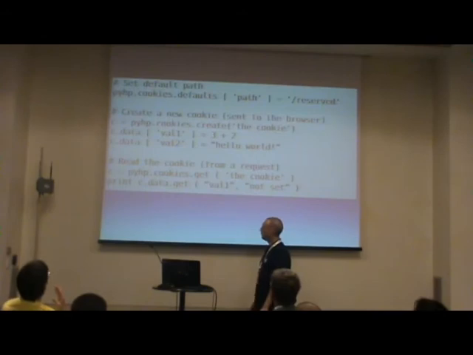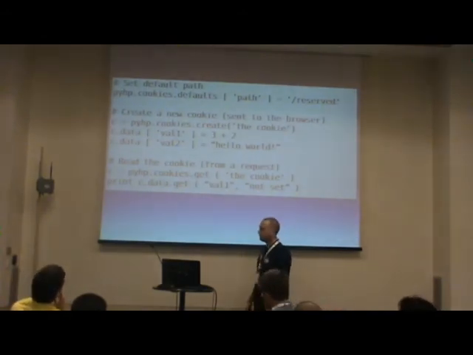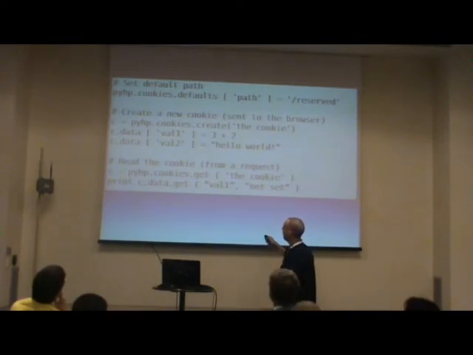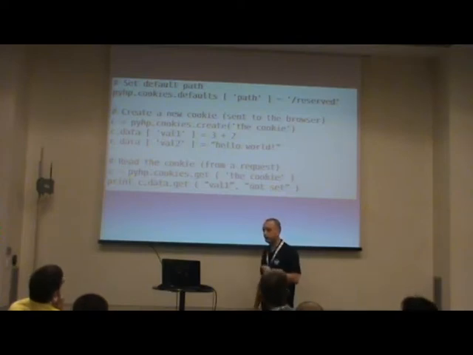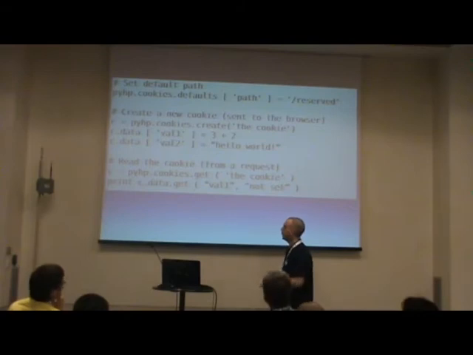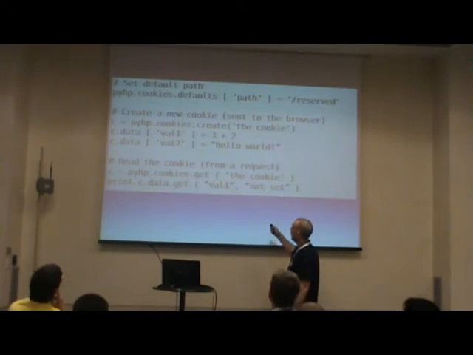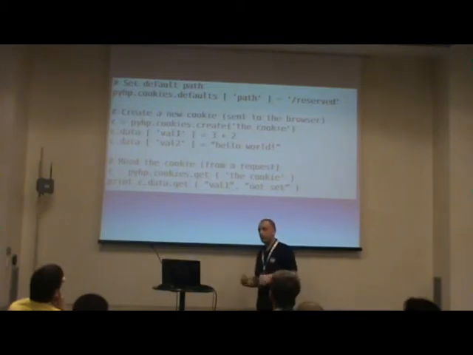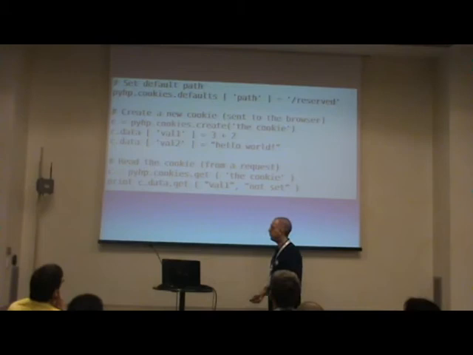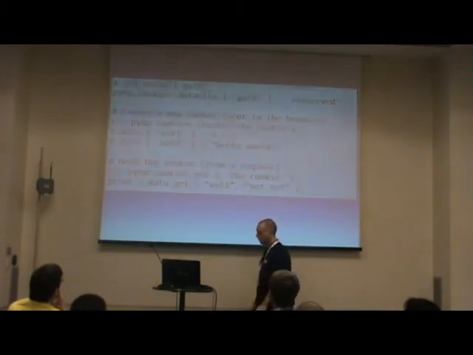So now we see an example of cookies. It's a bit long, and I don't want to spend too much time on it, but as you can see, there is a default path you can set using defaults, which is a very special dictionary that's able to quickly set the attributes of the cookie. Then you have create to create a cookie, and you can set any kind of data inside it, and it will be serialized and unserialized for you in the cookie sent to the browser.